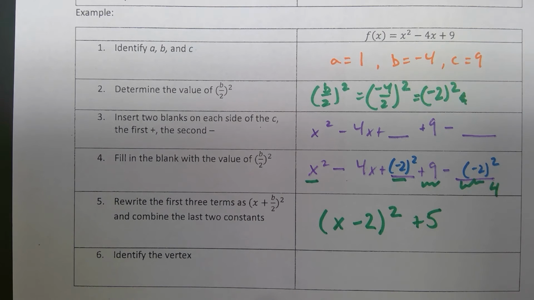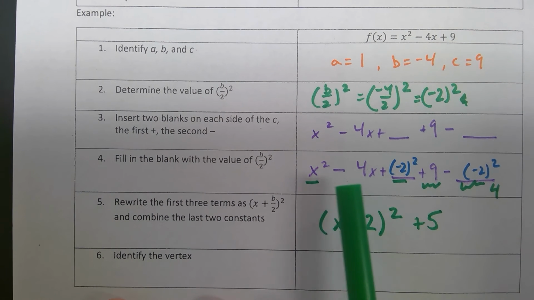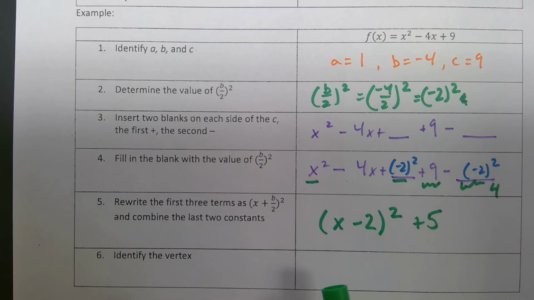Now something that you'll notice is that the sign in the perfect square binomial and the sign of my b term are always going to match. It's -4x, so it's got to be x minus 2. If they don't match, you've got a problem.